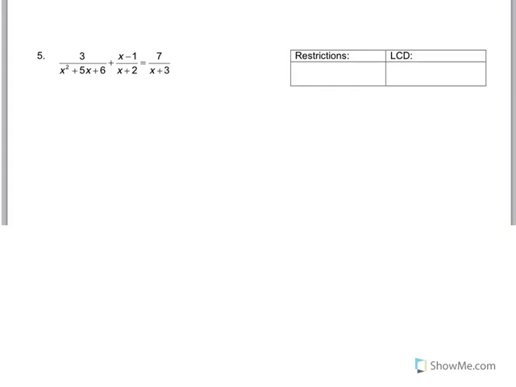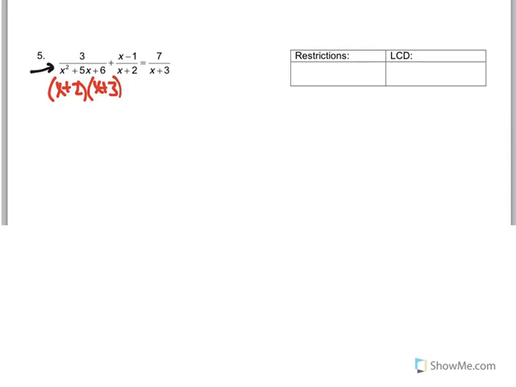Okay, this one ups the difficulty a little bit more. Now, notice we have to worry about factoring this quadratic down below. So my suggestion, let's go ahead and take care of that first. And so, if I look, I need to find two numbers that multiply to give me 6, but add to give me 5. And those two numbers are 2 and 3.